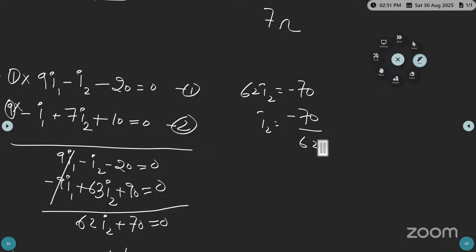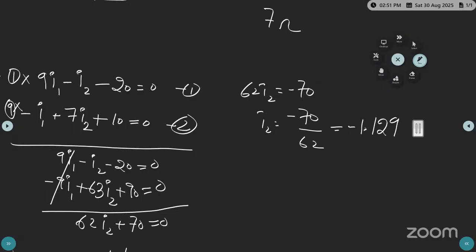What is the value? Tell me this one. 70 by 62, minus 1 point, calculate by using phone. Minus 70 by 62 is minus 1.129 amps. So substitute this I2 value in any one equation.